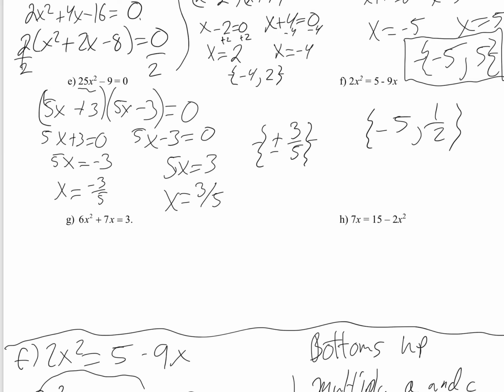Okay, so that's how bottoms up works. And you use that in the case where you can't do greatest common factor and nothing else is working. You kind of resort to that.